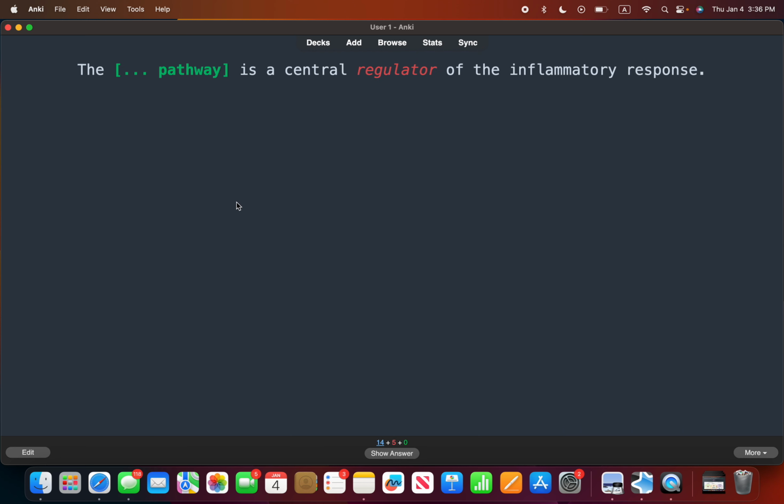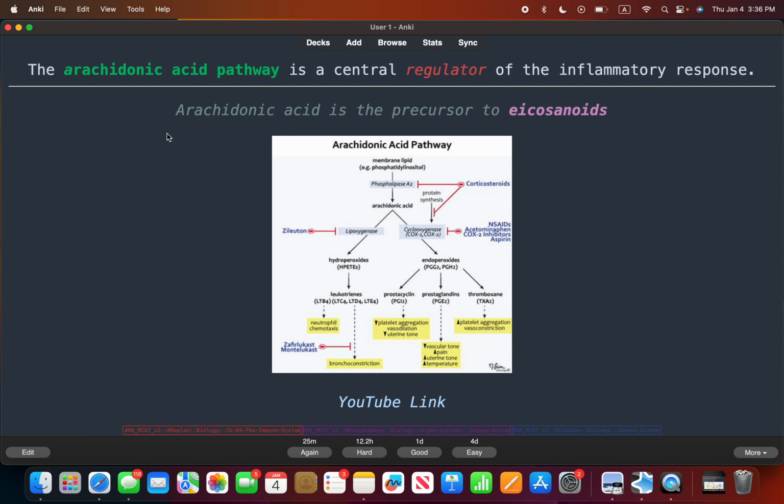Perfect. What pathway is a central regulator of the inflammatory response? The arachidonic acid pathway is a central regulator of the inflammatory response. Arachidonic acid is the precursor to eicosanoids. I have no clue what this is about.